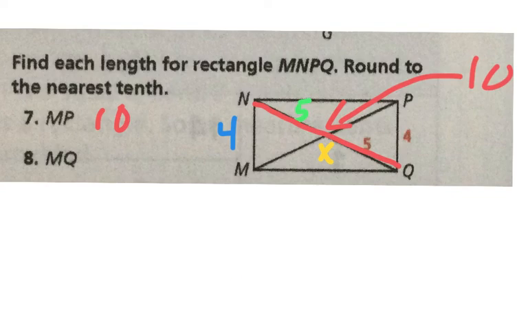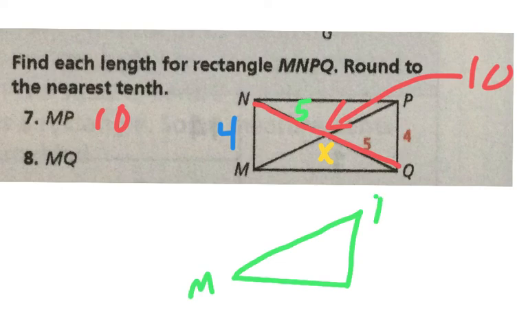Can I use MPQ, M to P to Q? Is that a right triangle? Yep, it is, because angle Q is an angle of the rectangle, which we know has to be 90 degrees. So what distances do we know? PQ is 4. PM is 10. And M to Q is what we're looking for. Let's call it Y.